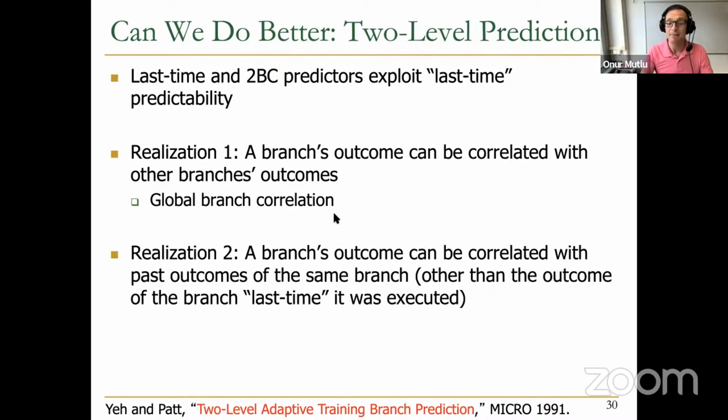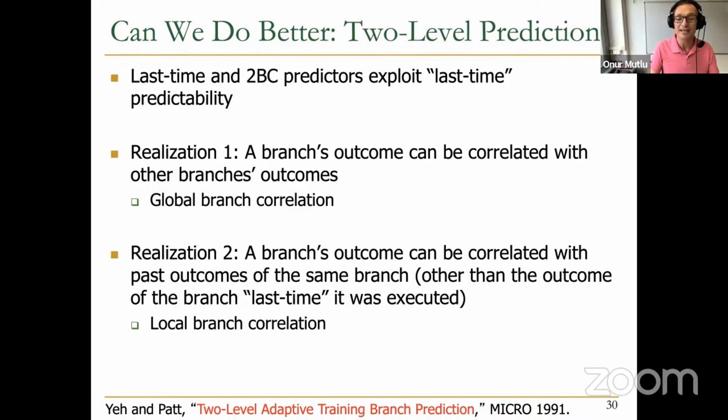And the second realization is that a branch's outcome can be correlated with past outcomes of the same branch, other than the outcome of the branch last time it was executed. So this is different from last-time predictability, but the same branch can have a long history of execution. And based on that history, you can gather some patterns of execution. Loop branches, for example, may have this information. If a loop always iterates, let's say, 16 times, with a history that takes into account those 16 times, you can actually predict that loop perfectly, right? Whereas last-time and 2-bit counter predictors are not able to predict that loop. And this is called local branch correlation. So we're going to look at both, and both are employed in existing processors, actually.